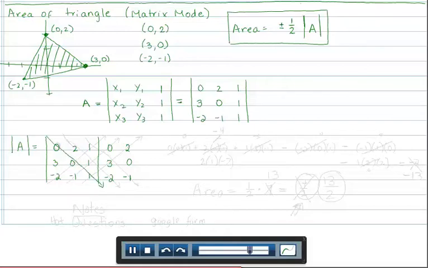So we get 0 times 0 times 1 plus, and down the second diagonal, 2, and you always start here at the top, so I always started with a 0. That's the first diagonal. Second diagonal is going to be 2 times 1 times 1 plus 1 times 3 times -1. Now I'm going to subtract, and you have to be careful that you keep everything in brackets. You're going to subtract the diagonals going up. So you're going to start at the bottom with this -2, and you're going to go up.